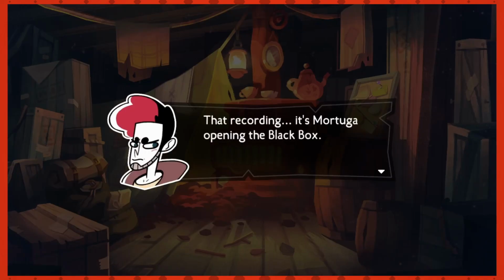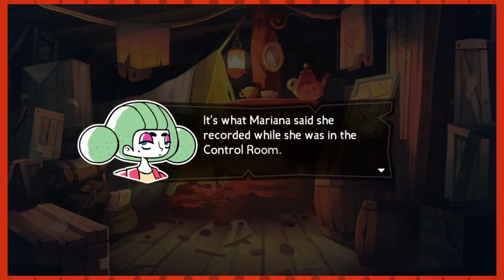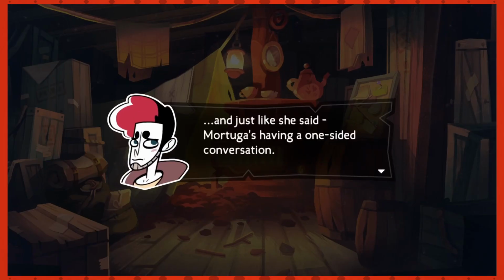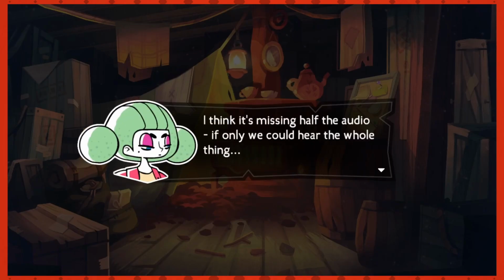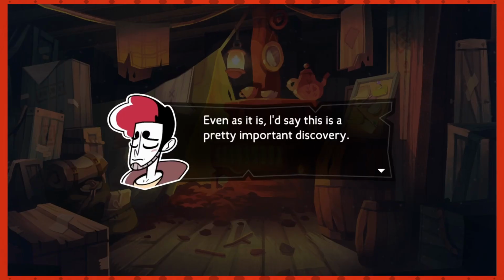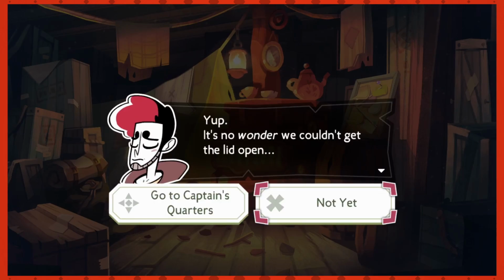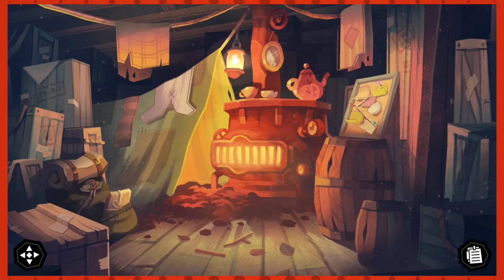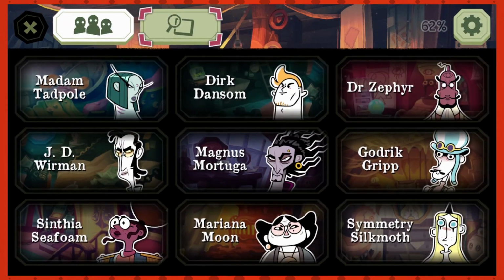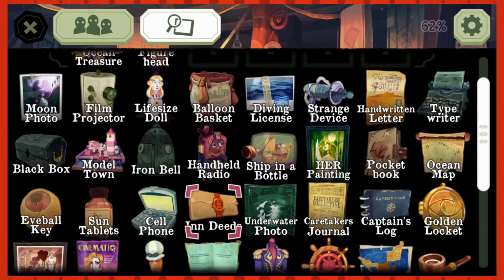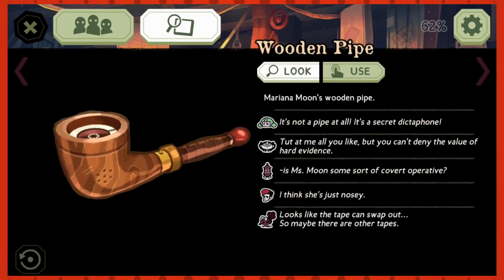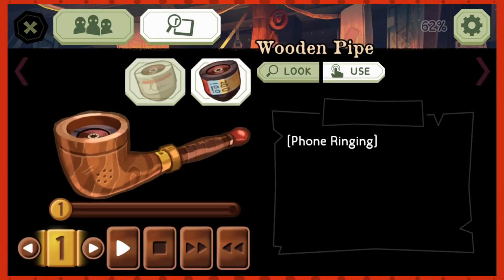That recording. It's Mortuga. What do you mean with that recording? I just tried to play them all and none of them worked. It's what Mariana said she recorded while she was in the control room. And just like she said, Mortuga's having a one-sided conversation. I think it's missing half the audio. Even as it is, I'd say we finally know how to open the black box. Do we? Yep. It's no wonder we couldn't get the lid open. Hold up. No. No, that didn't work. What are you talking about? Oh, now you work? Okay, that's a bug.